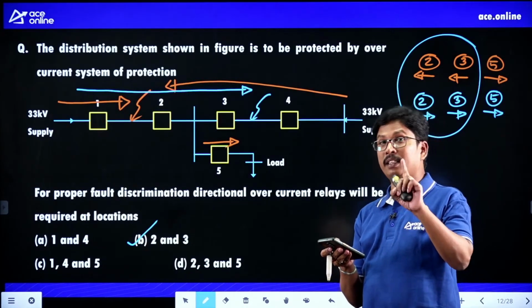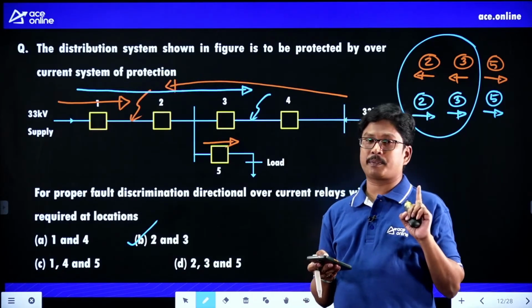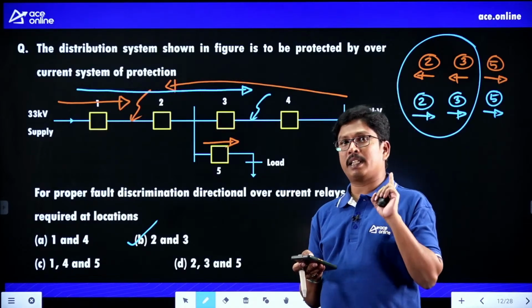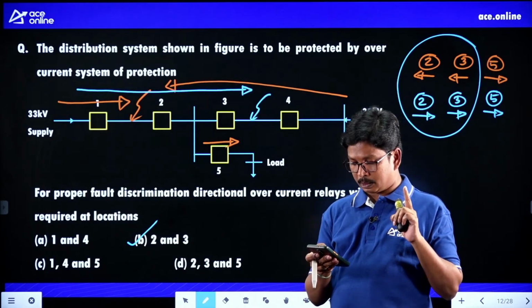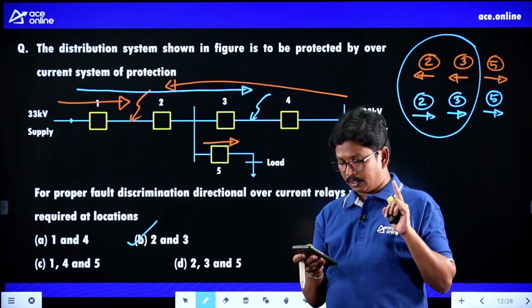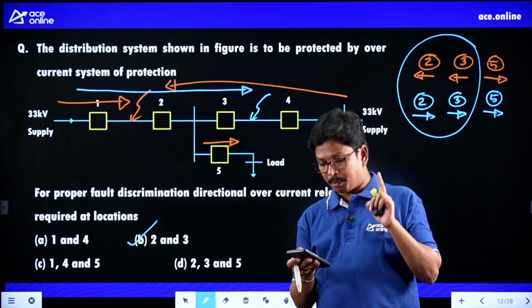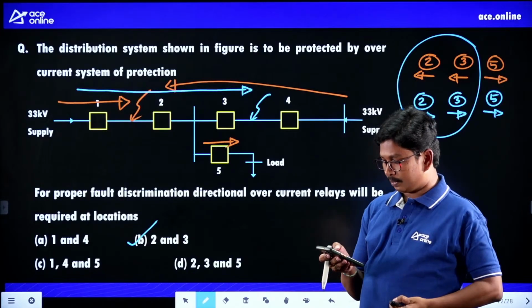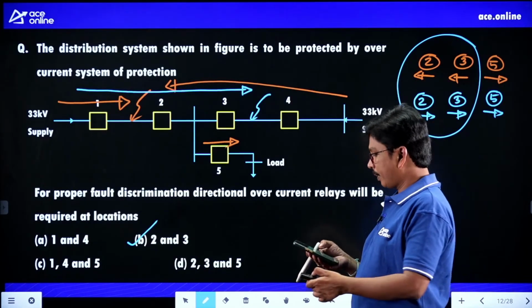If you have a synchronous machine, then the current reversal takes place. Whenever current reversal takes place, then you have to consider that as the directional unit. Yes, that's perfect. Definitely, whenever you are having a synchronous machine, it may provide that. Yes, very good. So I'm going for the next question, students.